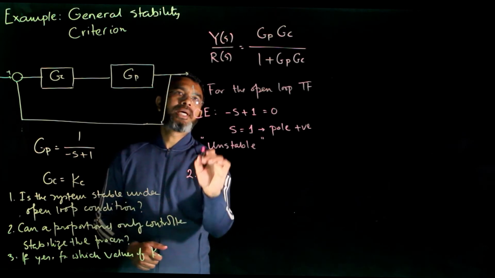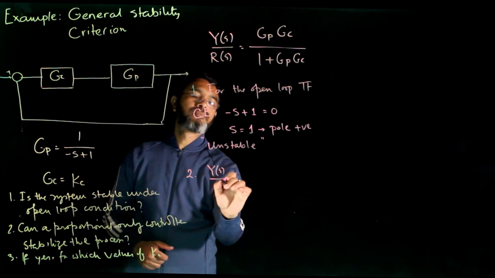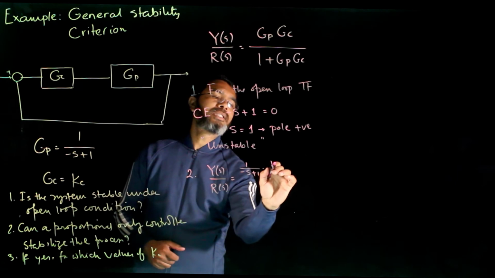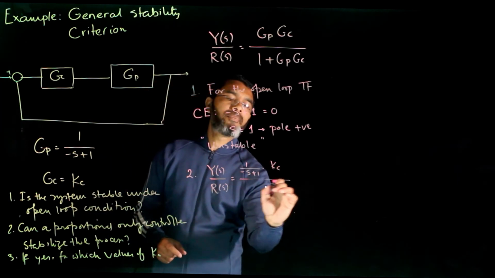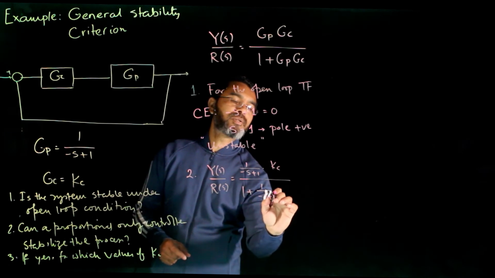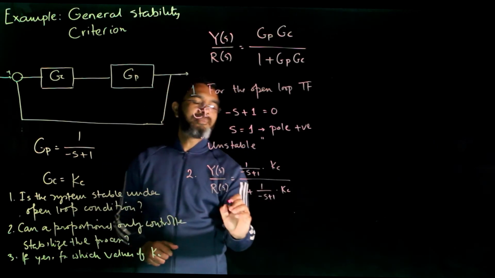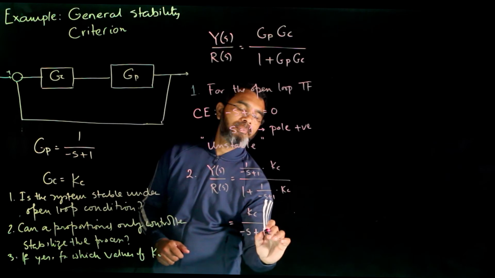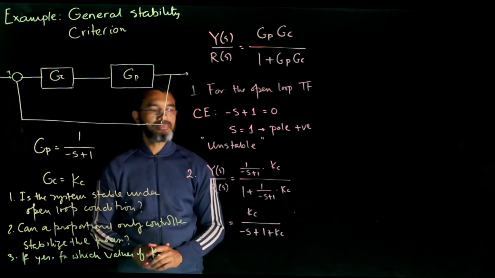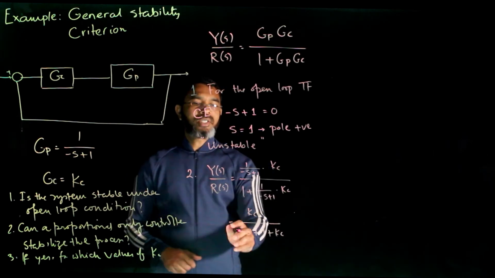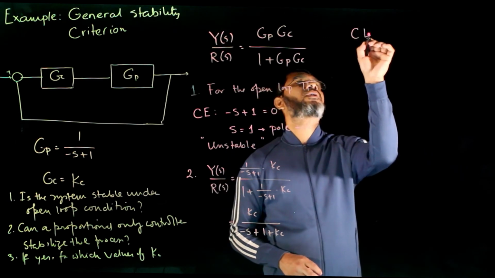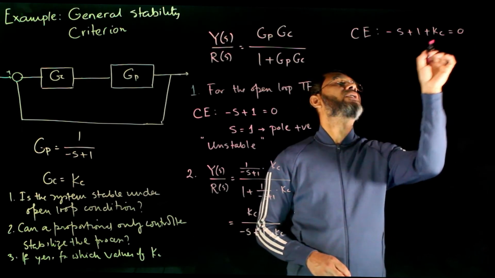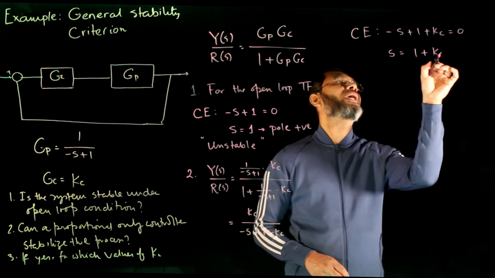So for the second case, we see that Y(s) over R(s) we can write, we'll have Gp, again 1 over negative s plus 1, and Gc is Kc, it's a proportional controller, and we'll have 1 plus 1 over negative s plus 1 times Kc. Now if I simplify this, we'll end up getting Kc over negative s plus 1 plus Kc. Now see that for this case again, the characteristic equation we get for the closed loop system, that is negative s plus 1 plus Kc equals 0, or we get s equals 1 plus Kc.